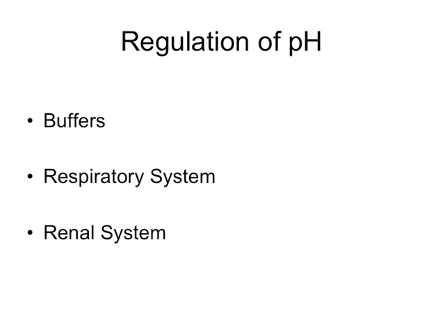And the body has three ways to do that. It has a chemical buffer system. You can use your respiratory system, and the final arbiter of our body pH is the renal system. So let's just take a brief look at how that works.